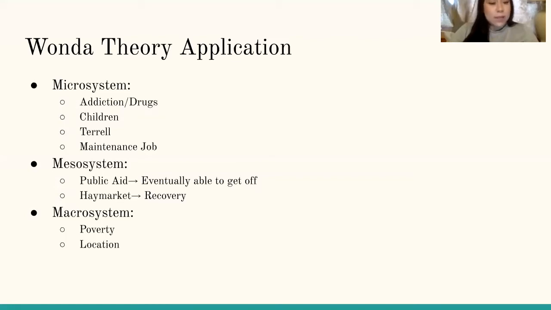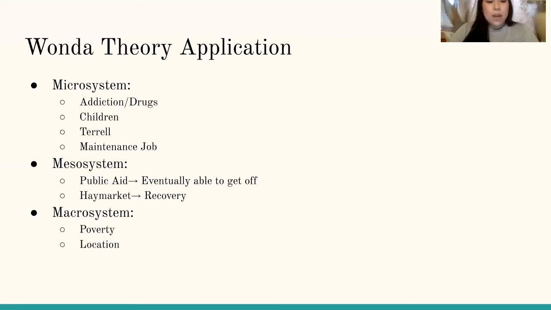As for the meso system, she has public aid. So before she wasn't working, so she needed aid pretty much to live her whole life. Like she didn't have any means of income. And she was able to get off that eventually. She had Haymarket, which was her addiction program that she went through.